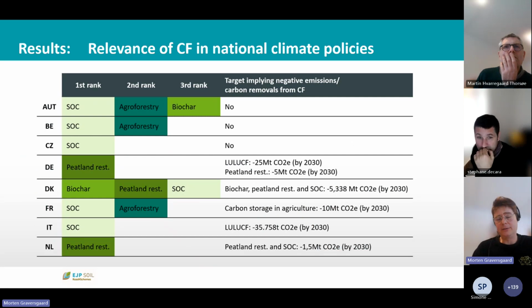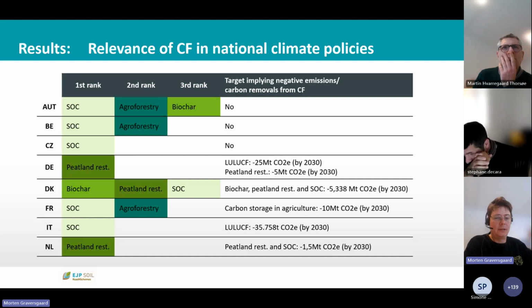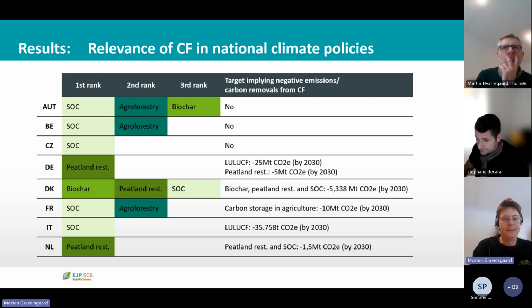We had a lot. I can't show everything, so it's just a few results from this work. We asked about the relevance of carbon farming in the national climate policies, and the experts had to rank these different carbon farming practices, and you can see there's a mixed picture again.